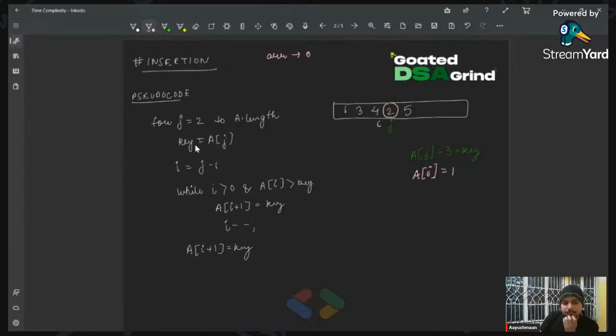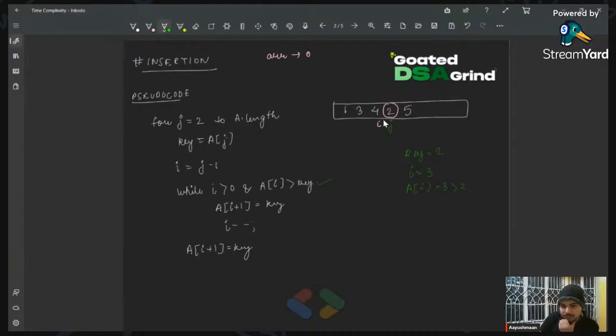Now, see, now our key is 2, right? Key is 2. Now I is j minus 1, that is 4 minus 1, so now I is equal to 3. Is I greater than 0? Yes. If array of I is greater than key, so a at I is equal to 3, which is greater than 2. So this condition passes here. Now we move on inside the loop. We have a of I plus 1 equals to key.